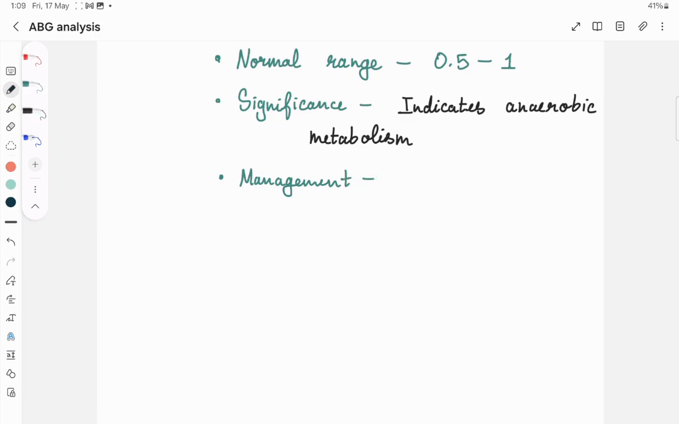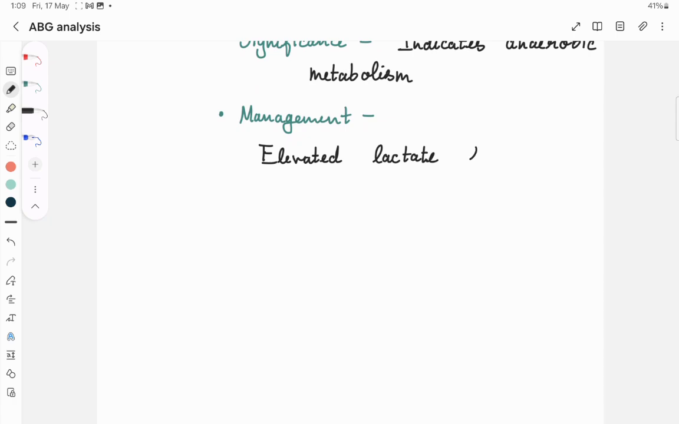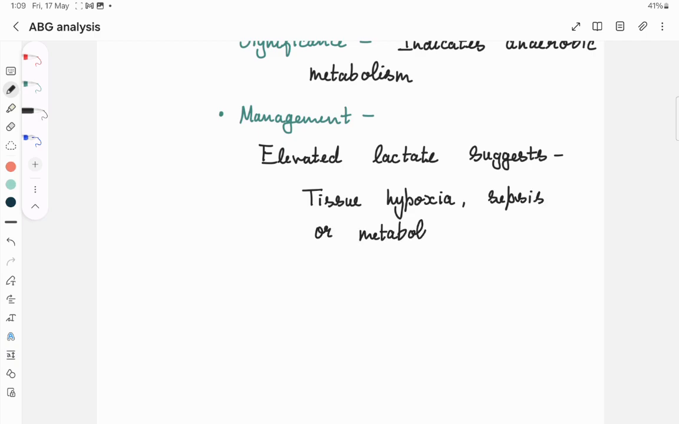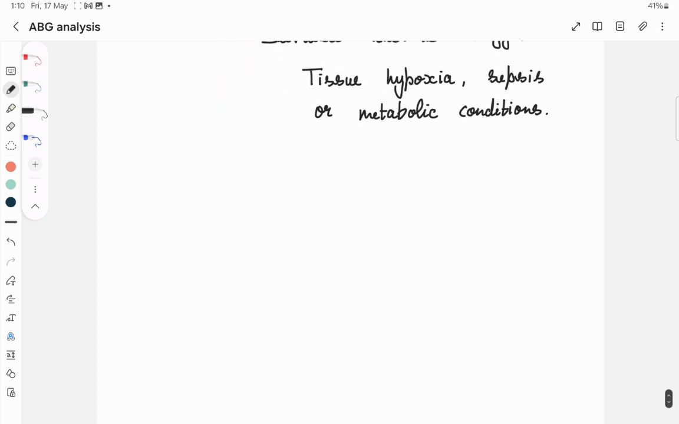How do we manage? If the lactate is elevated, it suggests tissue hypoxia, sepsis, or metabolic conditions, which prompts further investigations and management.